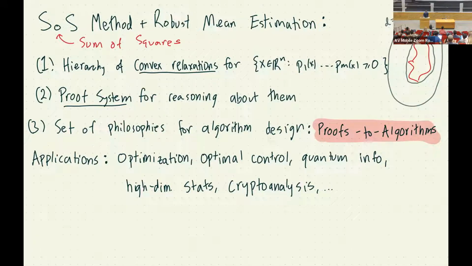Okay, so let's get started. The plan is to illustrate the sum of squares method via an algorithm for a particular problem in high-dimensional statistics called robust mean estimation.